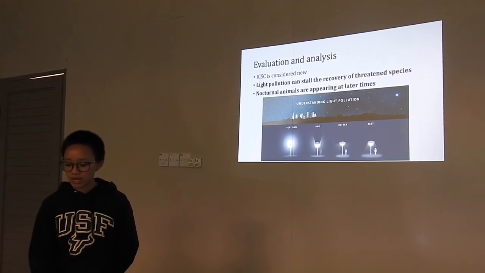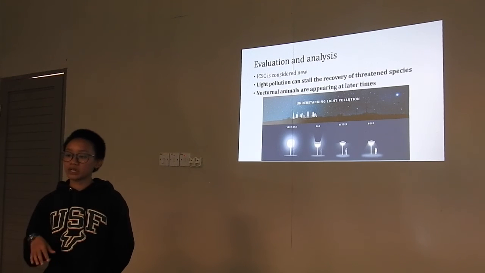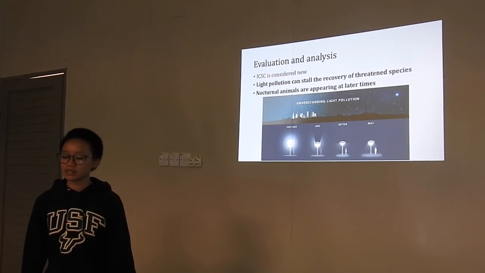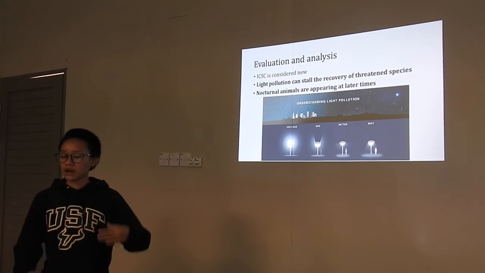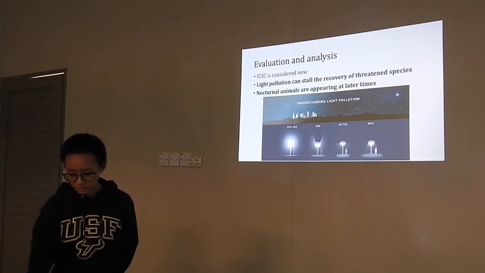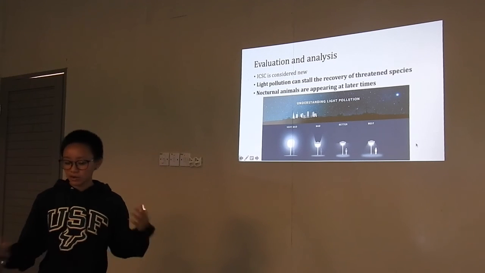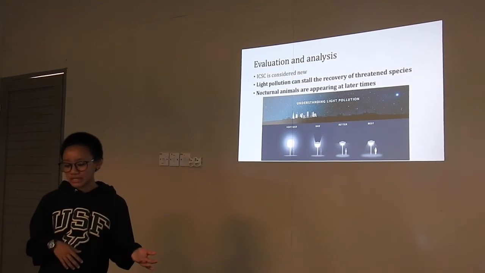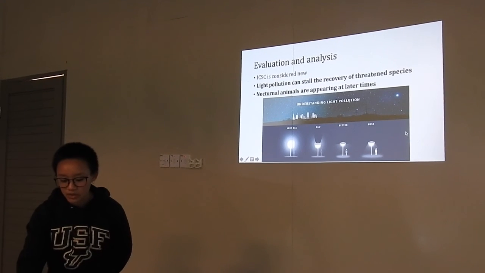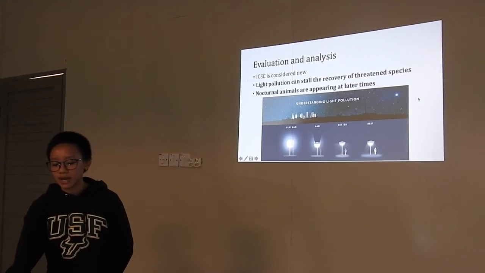And it is proven by scientists that light pollution can slow down the recovery of threatened species. So if there's a species listed on IUCN as vulnerable or threatened, their recovery can be slowed down by light pollution. Because of the circadian rhythms, they don't know when to make babies, they don't know when to go get food, they don't know when to go sleep, and so on. And due to the light, they don't know night or day, so nocturnal animals are appearing at later times.